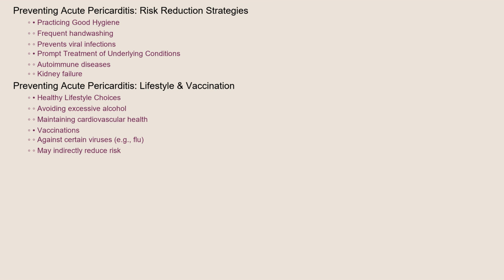While preventing acute pericarditis entirely can be challenging, there are steps individuals can take to reduce their risk. Practicing good hygiene, such as frequent hand washing, can help prevent viral infections. Prompt treatment of underlying conditions, such as autoimmune diseases and kidney failure, is crucial. Avoiding excessive alcohol consumption and maintaining a healthy lifestyle can also contribute to overall cardiovascular health. In some cases, vaccinations against certain viruses, like the flu, may indirectly reduce the risk.